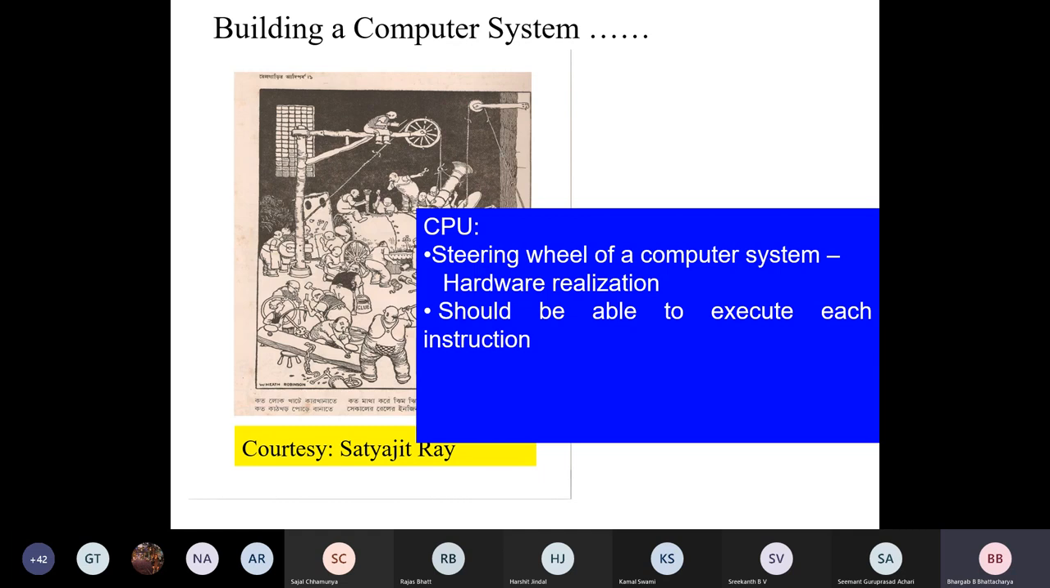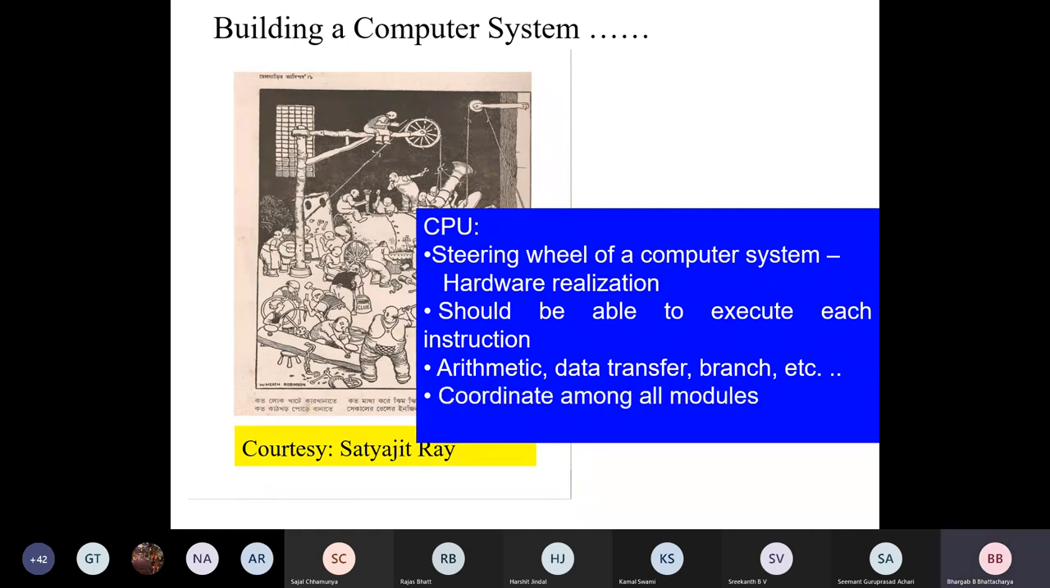That means my hardware should be such that it is able to support this kind of sequencing of execution of instructions. And in the process, we need to handle these arithmetic steps, data transfer moves, branch statements, and so on. And not only that, you need to coordinate among all modules. And therefore, we need an overall control of the computing process. If you are capable of doing that, then it will be possible for us to come up with a design of a CPU.